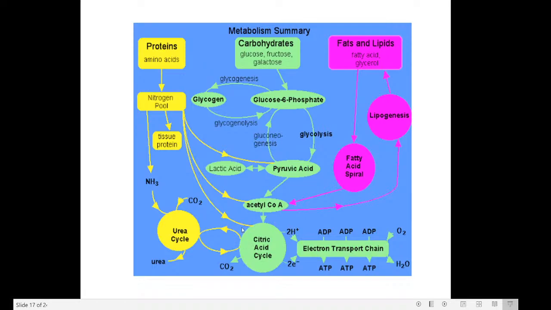The citric acid cycle produces ATPs, and it helps to form further products of the carbohydrate metabolism. Then the pyruvate pathway can produce lactate, lactic acid, and acetyl-CoA produces fatty acid. These are all interlinked pathways.